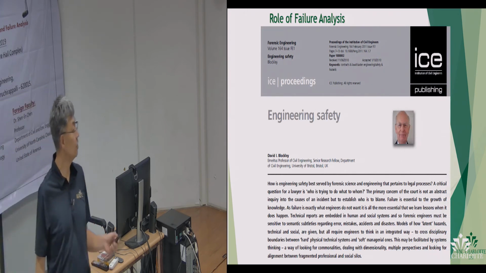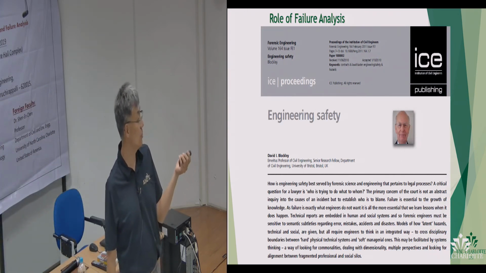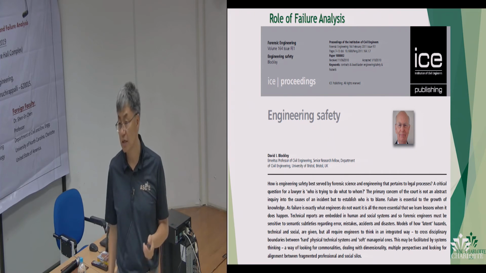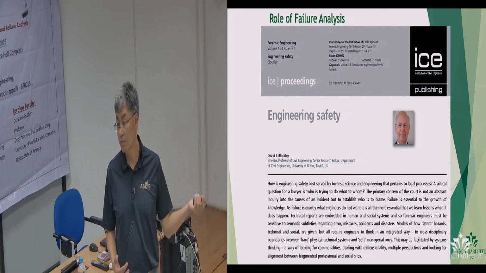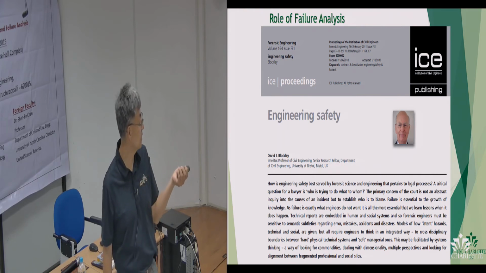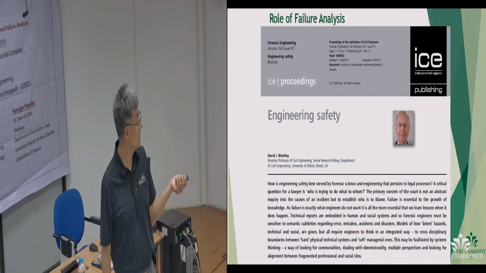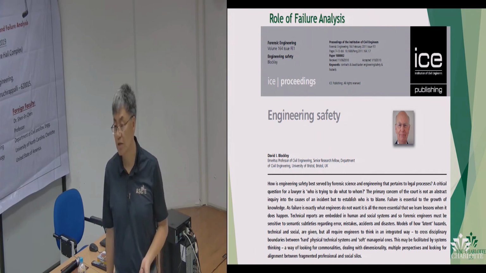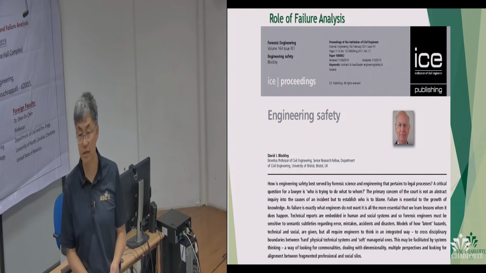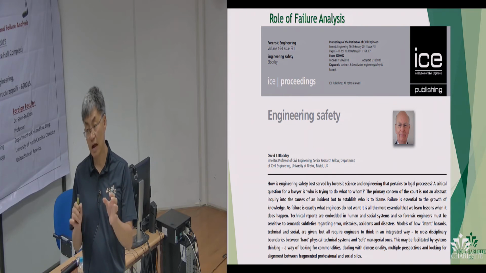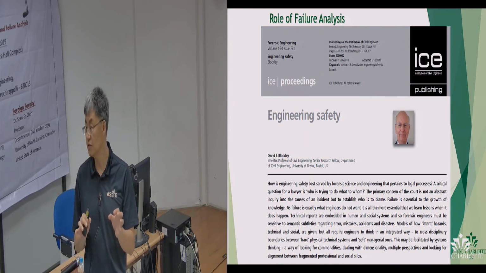Sorry. So, as I mentioned, in the Institute of Civil Engineering, there is a proceeding called Forensic Engineering and Engineering Safety. Those are the resources that you can go to look up articles or publish your own work. This is a paper by Blockley, and here it says, engineering safety is best served by forensic science and engineering. This is one of the reasons why we should study forensic engineering. Forensic science and forensic engineering are very similar, except we serve different disciplines of engineering.